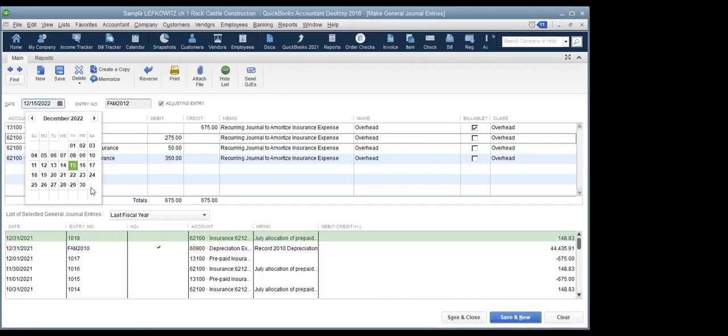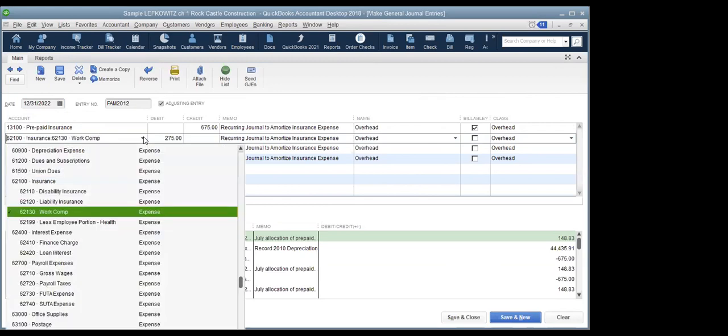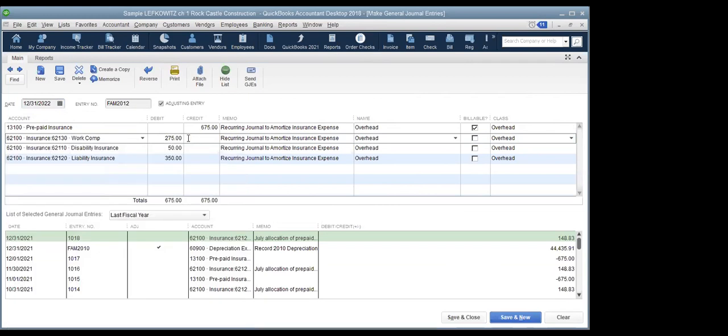So this is done monthly. Okay, let's do it for December 31. So prepaid insurance, you see, is getting a credit of 675. And the debits are going individually into each insurance expense, to work comp, to liability, to disability. So it's divided right. So that's our example. So prepaid moving to insurance expense. That's what we saw before.